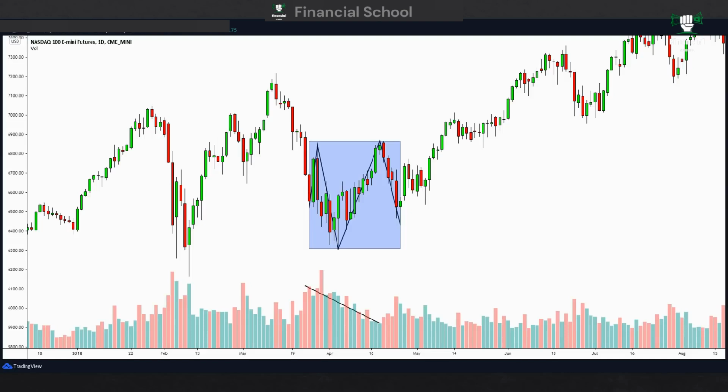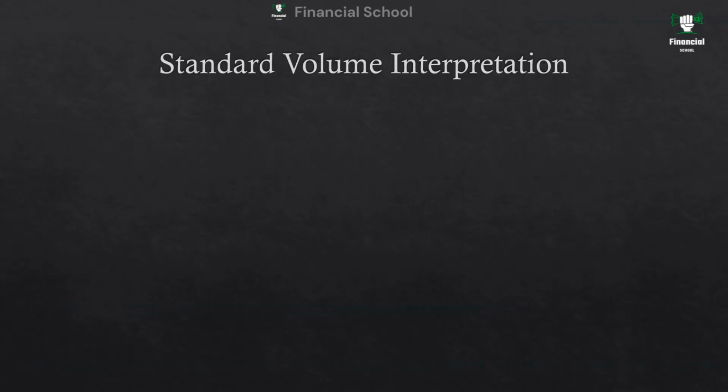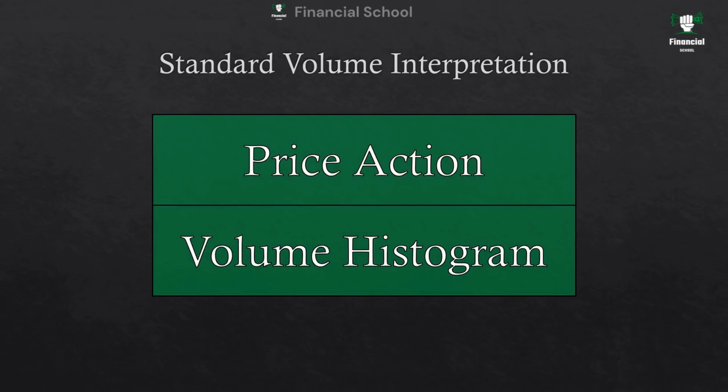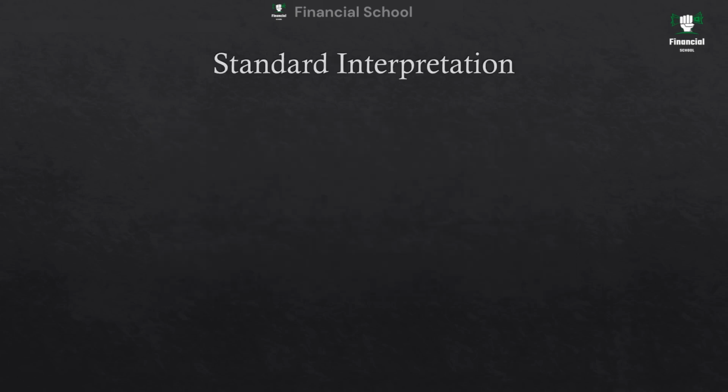Volume spikes and volume drops are the two most basic patterns that emerge in volume histograms. Given these two basic patterns, we can move on to the standard interpretation of volume in relation to price action. The standard interpretation is made by comparing patterns in the volume histogram to price action. We have four basic interpretations.